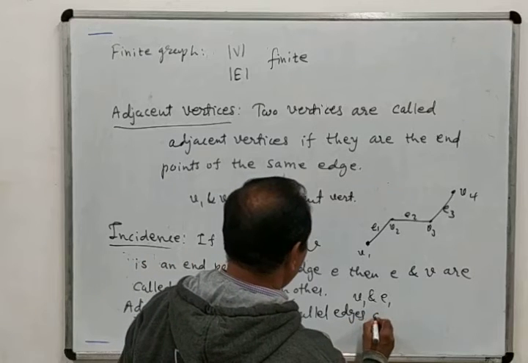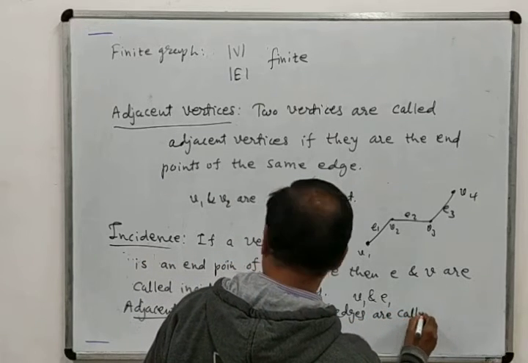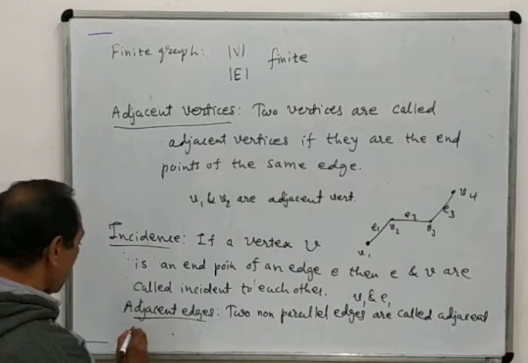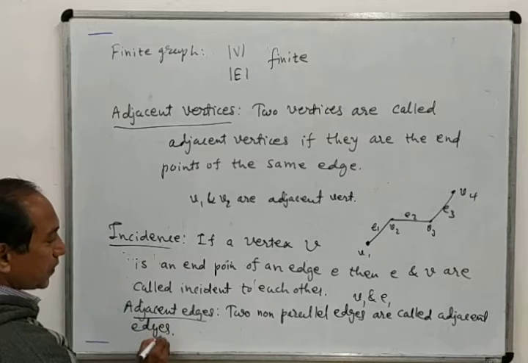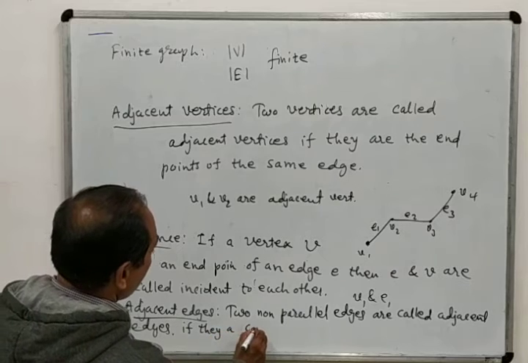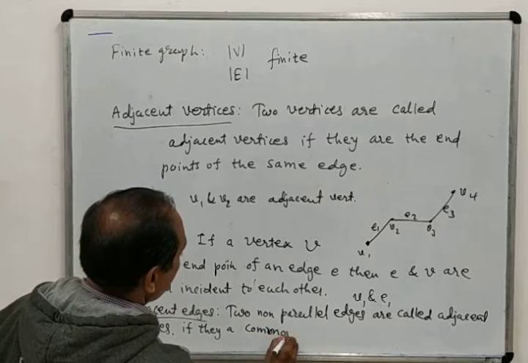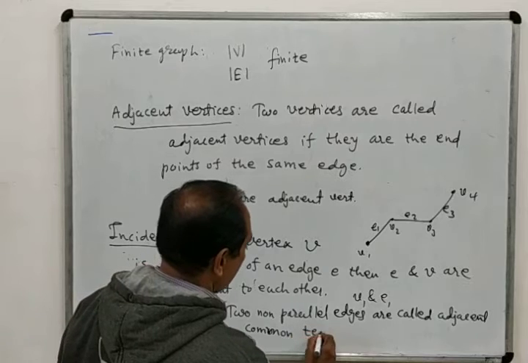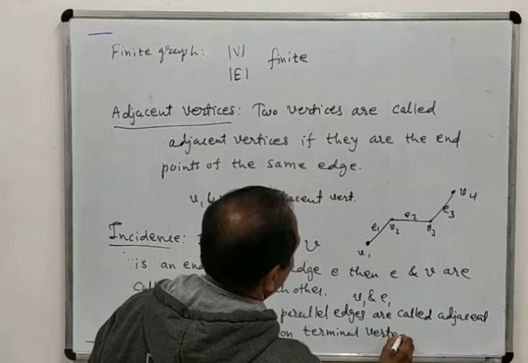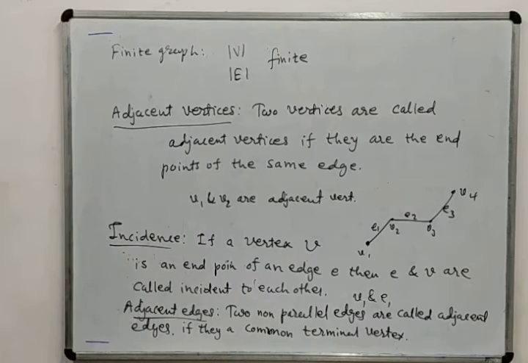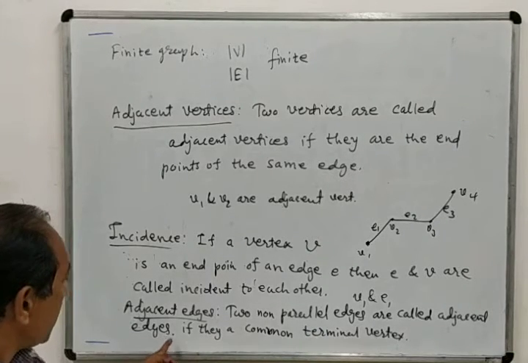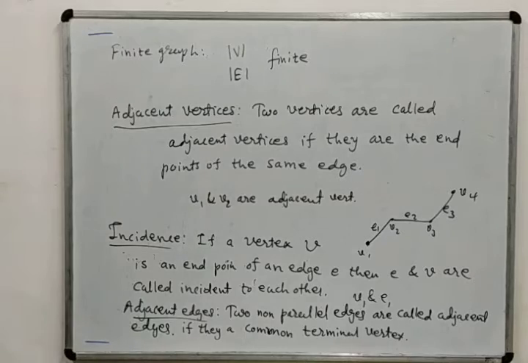Here we are talking about two edges, two non-parallel edges. Non-parallel edges are called adjacent edges if they have a common terminal vertex. First you read the definition carefully. Two non-parallel edges are called adjacent edges if they have a common terminal vertex.